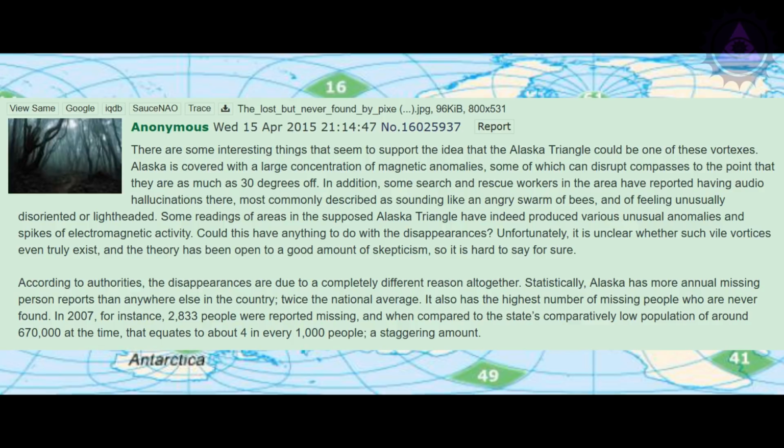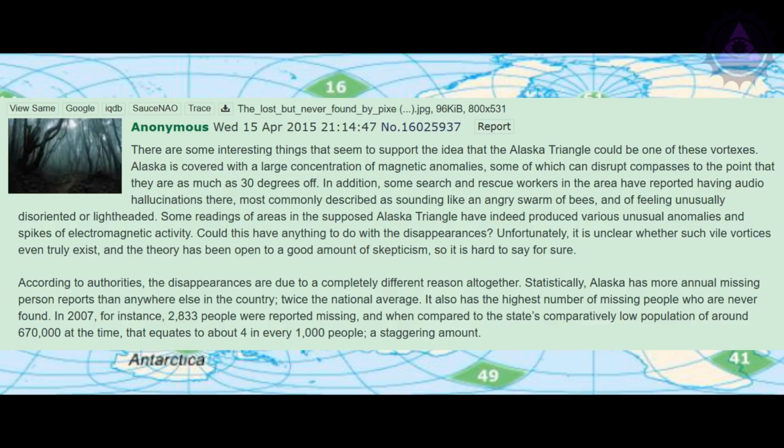There are some interesting things that seem to support the idea that the Alaska Triangle could be one of these vortexes. Alaska is covered with a large concentration of magnetic anomalies, some of which can disrupt compasses to the point that they are as much as 30 degrees off. In addition, some search and rescue workers in the area have reported having audio hallucinations there, most commonly described as sounding like an angry swarm of bees, and of feeling unusually disoriented or lightheaded. Some readings of areas in the supposed Alaska Triangle have indeed produced various unusual anomalies and spikes of electromagnetic activity. Could this have anything to do with the disappearances?